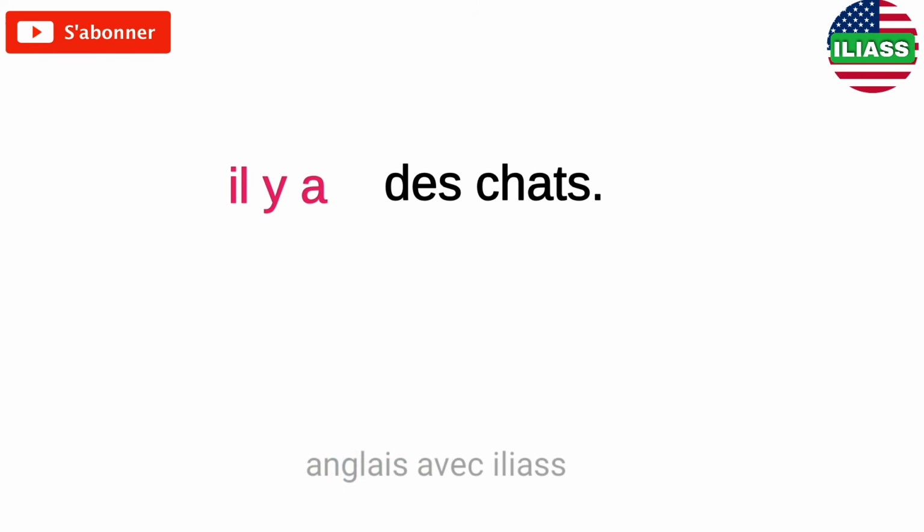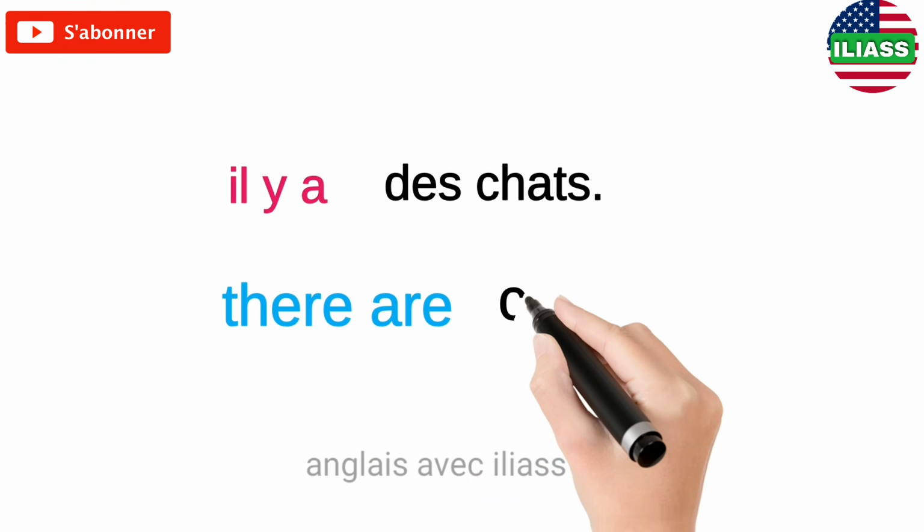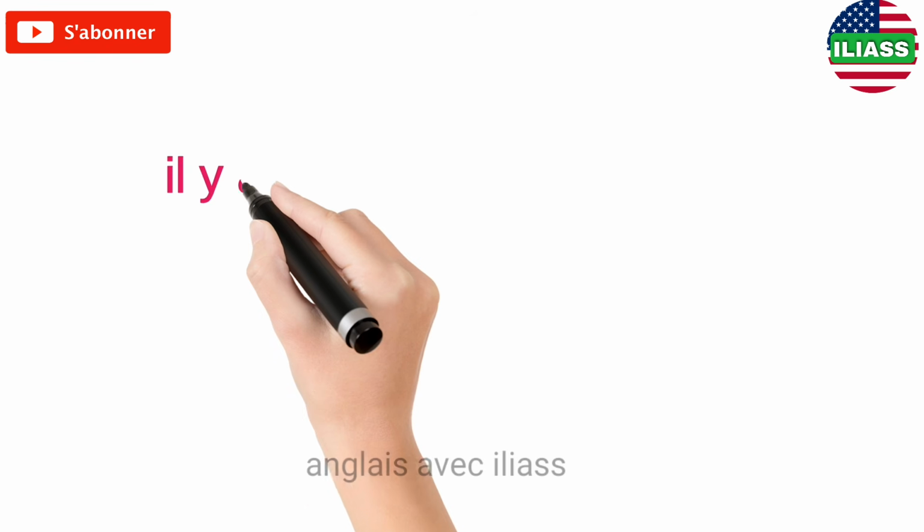Par exemple, pour dire il y a des chats. Les chats, c'est déjà au pluriel. Donc là, on ne va pas utiliser there is cats. On va utiliser there are. Donc ça va être there are cats. Il y a des chats. C'est au pluriel.